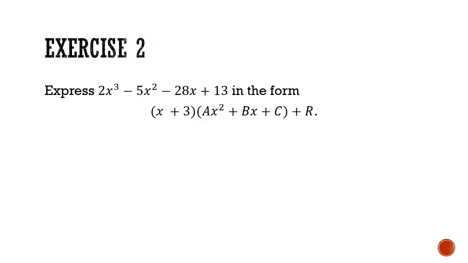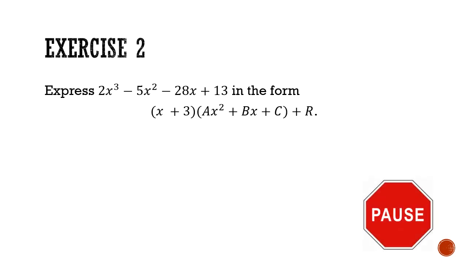Exercise 2. Express this polynomial 2x cubed minus 5x squared minus 28x plus 13 in the form (x plus 3)(ax squared plus bx plus c) plus r. Pause the video here and give this question a good try.